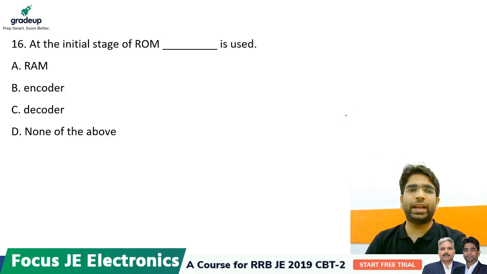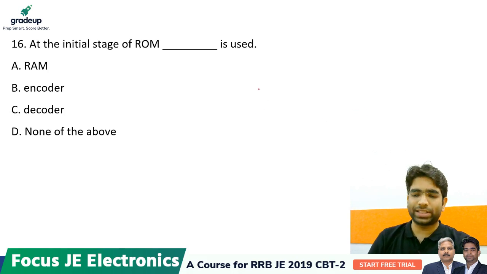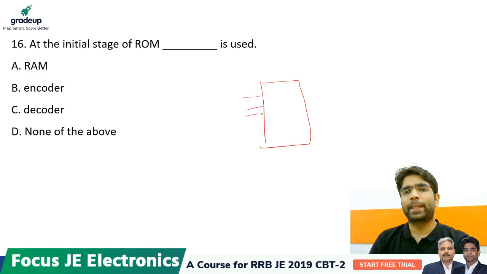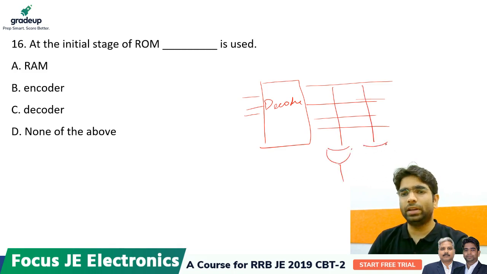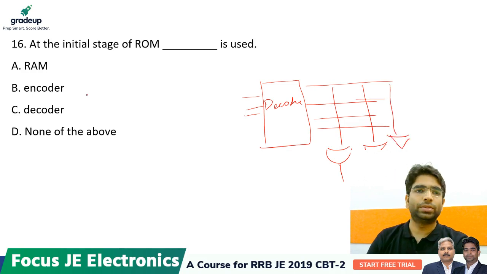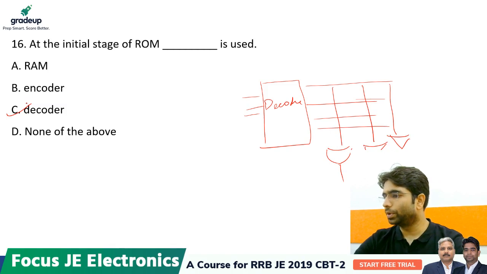At the initial stage of ROM, dash is used. I told you in the sessions that a ROM is designed by using a decoder. There is a decoder, and a ROM is designed by using decoder, and here OR gate arrays are there. So the correct option will be decoder.